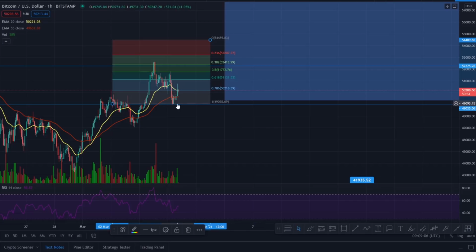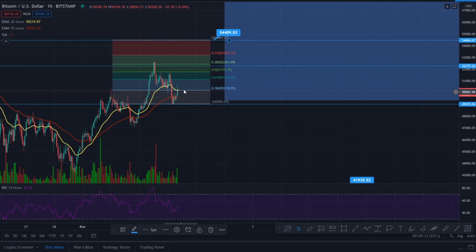Basically, our new target from this support here on the fib is all the way up there at 54k. So we could potentially be looking at another pump over the next day or so on Bitcoin, providing this trend is still intact up to that level there. So we'll mark that for you guys right now. We could potentially see a top on Bitcoin if it pumps again today, guys, at 54,489, and then obviously a correction back down to this 0.618.